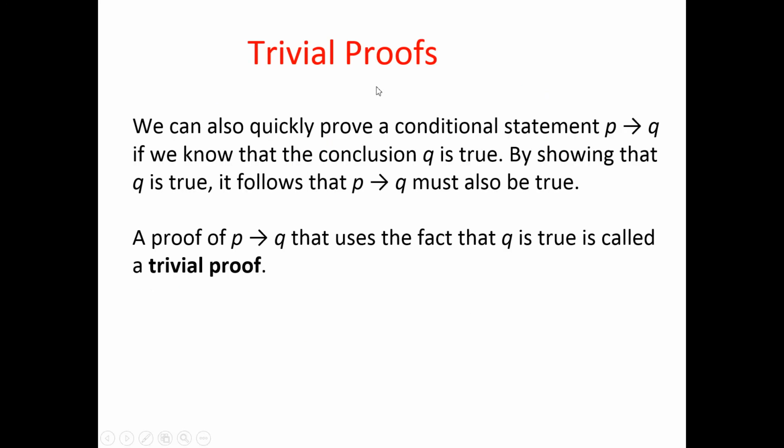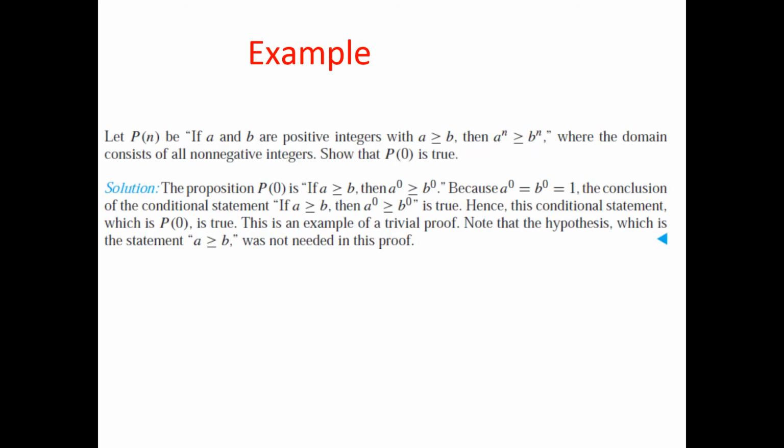So the next type of proof is trivial proofs. We can also quickly prove a conditional statement P implies Q if we know that the conclusion Q is true. By showing that Q is true, it follows that P implies Q must also be true. So a proof of P implies Q that uses the fact that Q is true is called a trivial proof. Let's have an example of trivial proof.